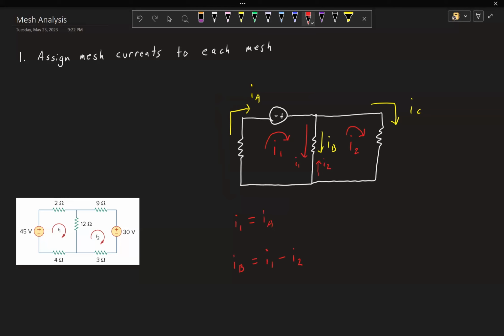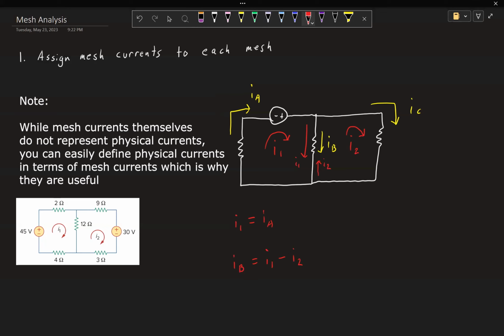So what does a mesh current really even mean? It's not actually a real current. It's just an invention for the ease of solving circuits. It makes solving circuits easier to have a mesh current, but it doesn't really mean anything physically. However, you can define it mathematically as so.